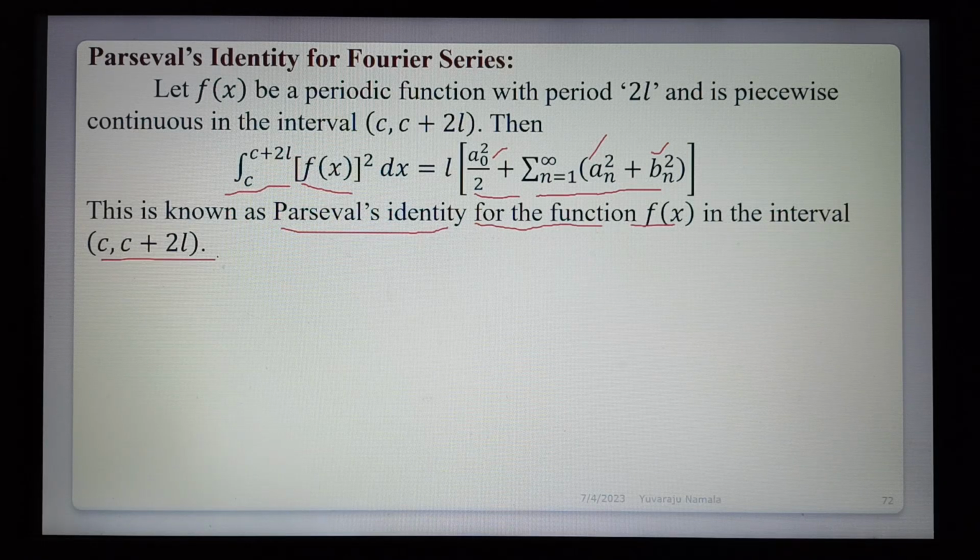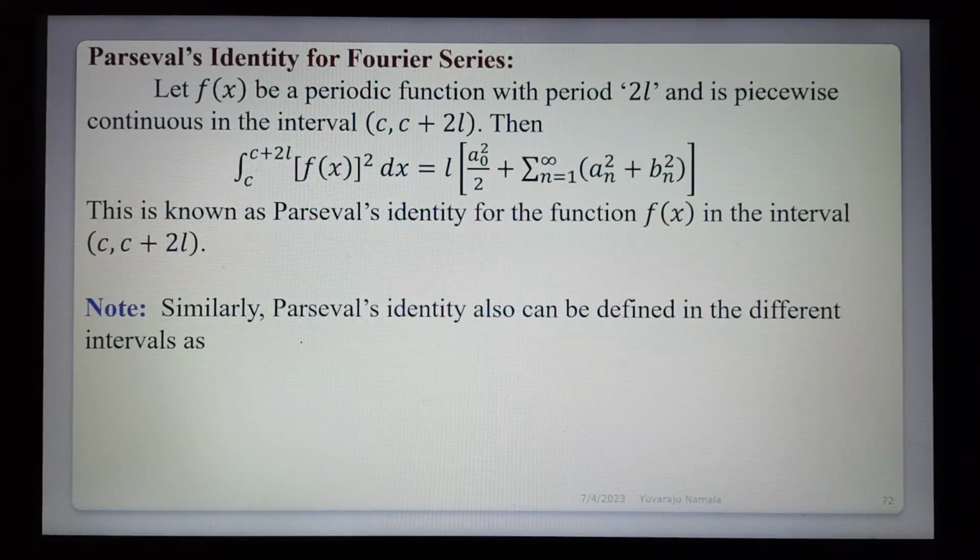That is the four intervals: minus l comma l, minus pi comma pi, 0 comma 2 pi, 0 comma 2l, and also the half-range intervals, half-range Fourier sine series and Fourier cosine series. So also in the intervals 0 comma l and 0 comma pi, in all intervals we also define Parseval identity. Okay, now giving the formulas in all intervals.